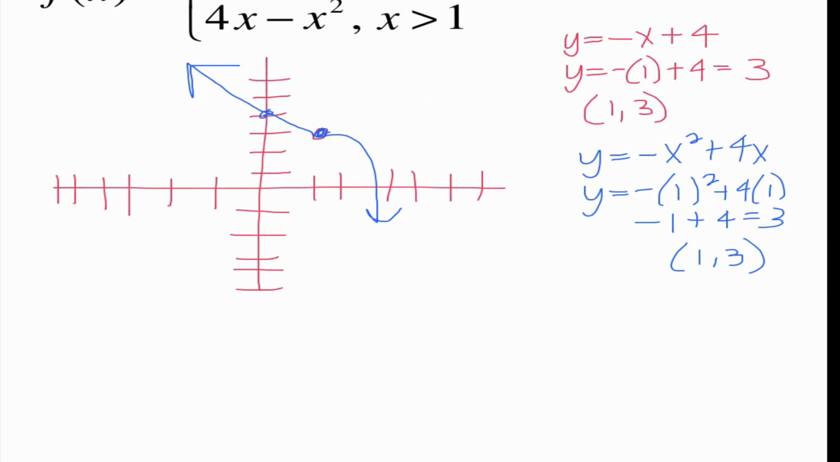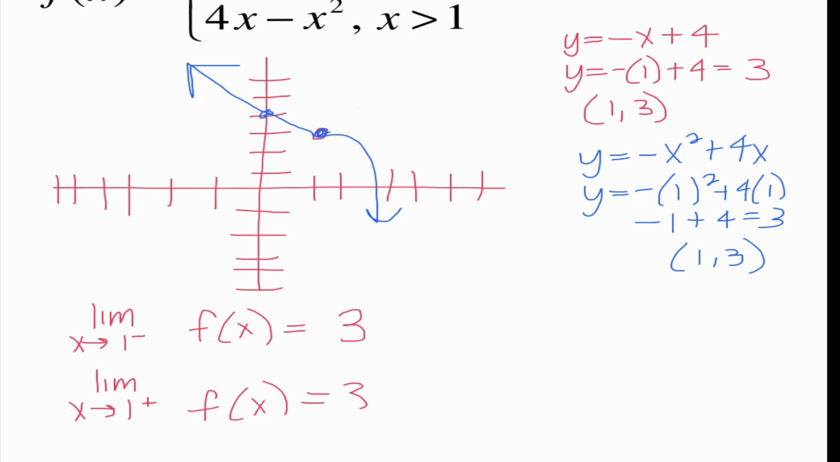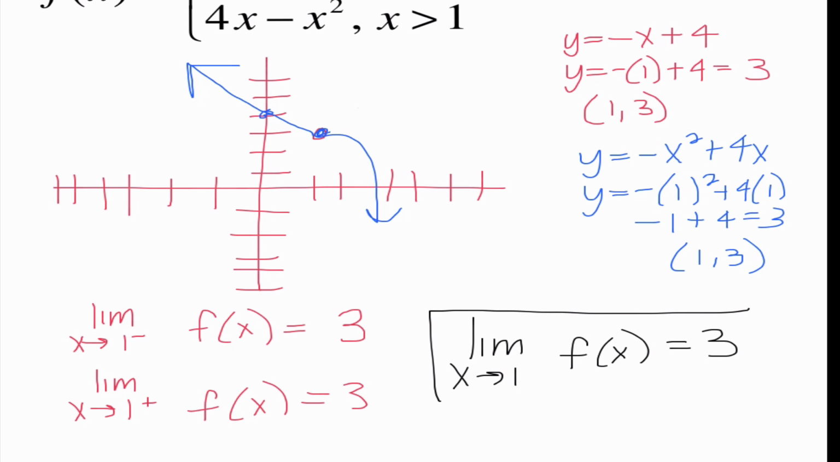So what I can say here based on the graph, the limit as x approaches 1 from the left of f of x is equal to a height of 3. The limit as x approaches 1 from the right of f of x is also equal to a height of 3, because we can see from both sides it's going to 3. Therefore, we can say the limit as x approaches 1 of f of x is equal to 3.